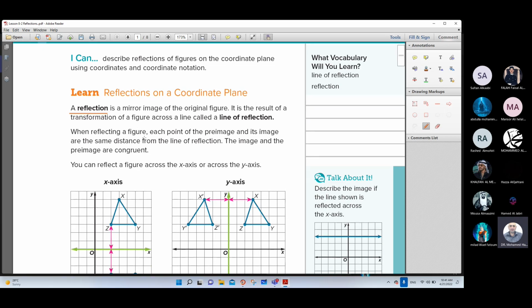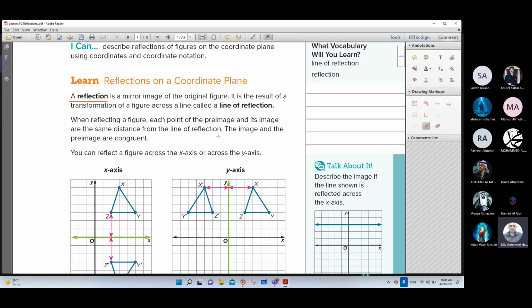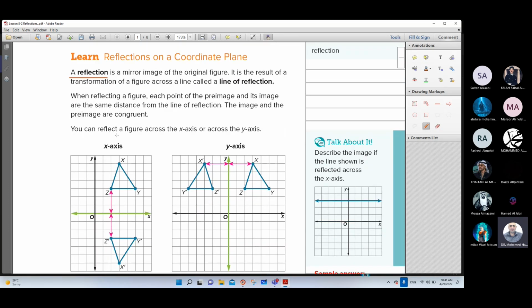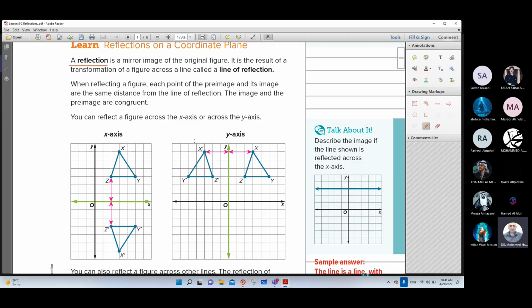When reflecting a figure, each point of the pre-image and its image are the same distance from the line of reflection. The image and pre-image are congruent. You can reflect a figure across the x-axis or across the y-axis.